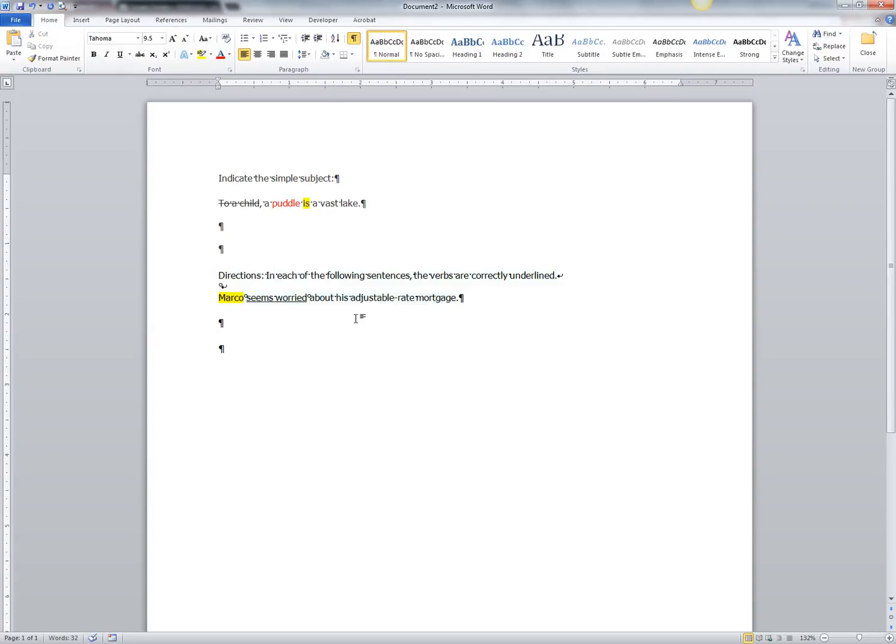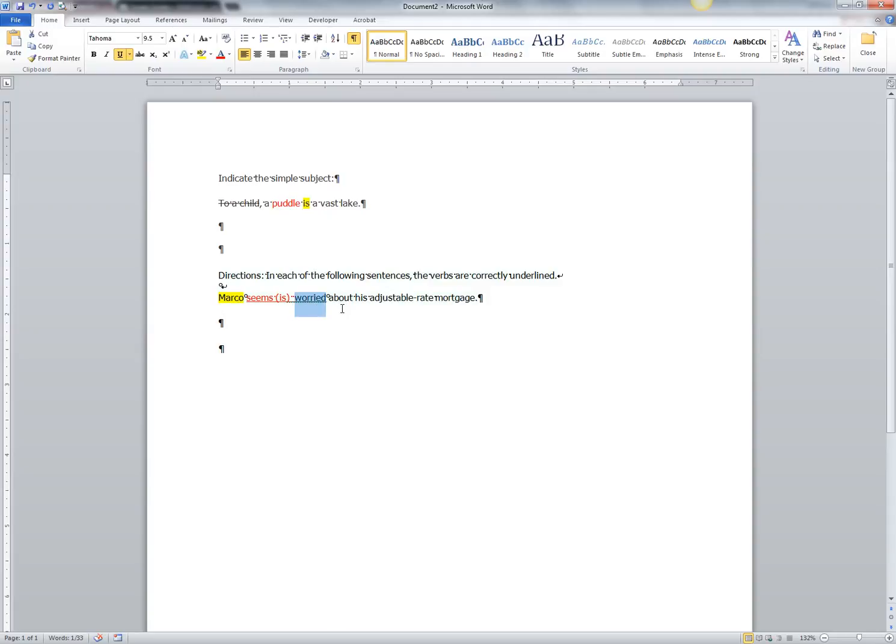Now, what is Marco doing or being? Because we have a linking verb here, so it's a state of being. And so let's just replace this with is and pretend like our verb is: Marco is worried. Alright, so is or seems is the linking verb in this case, and then what is Marco? He is worried.